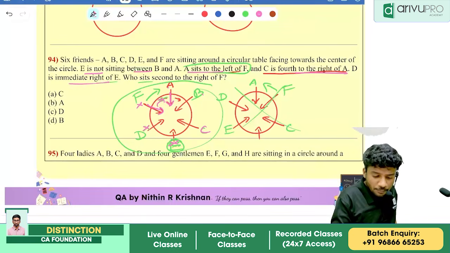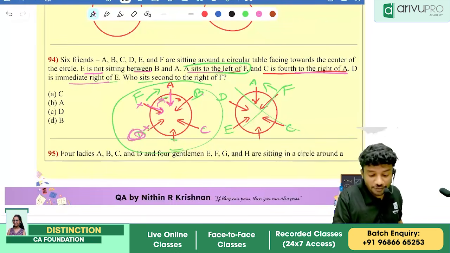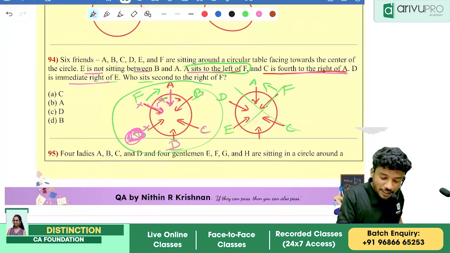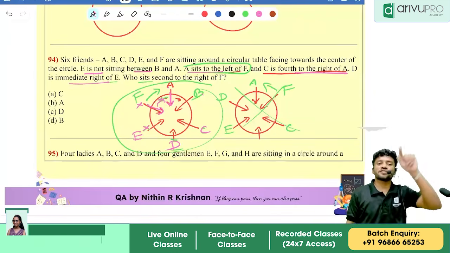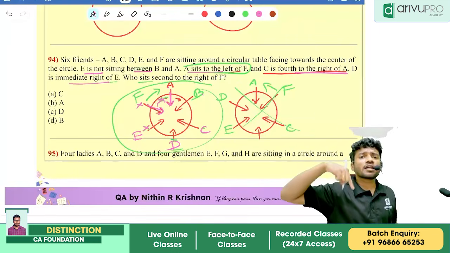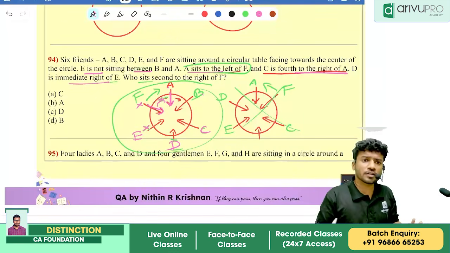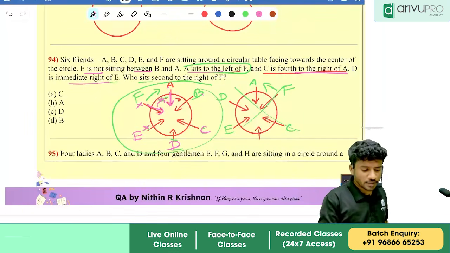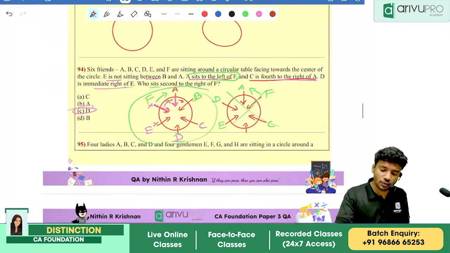D is immediate right of E, not the left. That is wrong. So, how will we check our drawing is correct or not? Read the entire lines. You will understand whether the drawing is correct or not. Now answer is what, people? Option C, D. Next question, people.